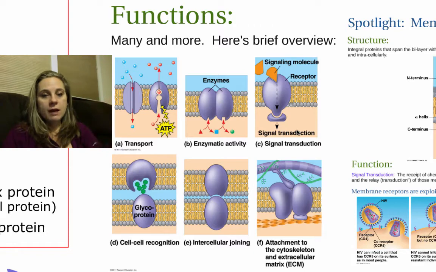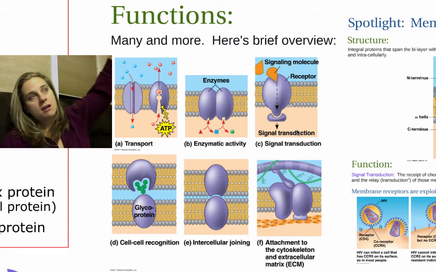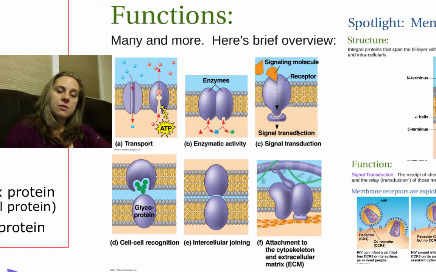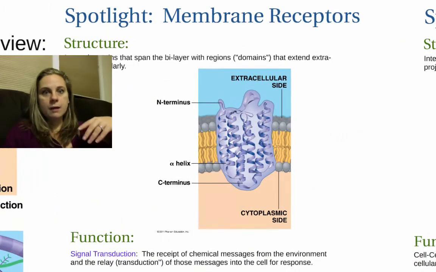You have cell-cell recognition pieces, your glycoproteins that have these polysaccharide chains that come off of them. That's going to help one cell recognize another, so it's important for cell-cell recognition. You have intercellular joining proteins, and this is going to help create junctions between two cell types. And then you have attachments to the cytoskeleton and the extracellular matrix. Okay, so what's going to help hold a cell in place to what it needs to be held onto, right?